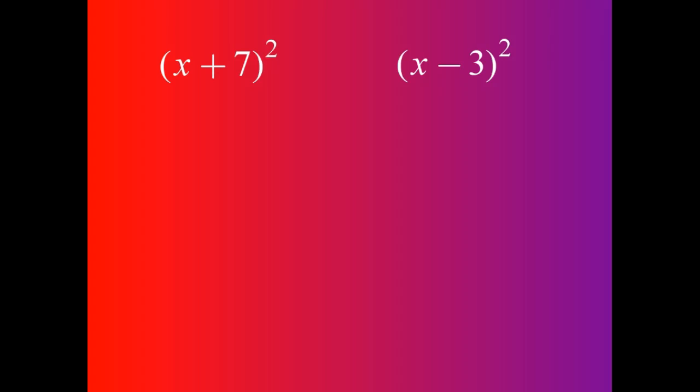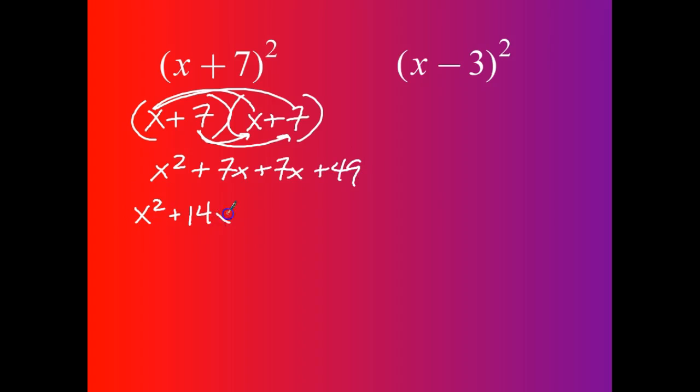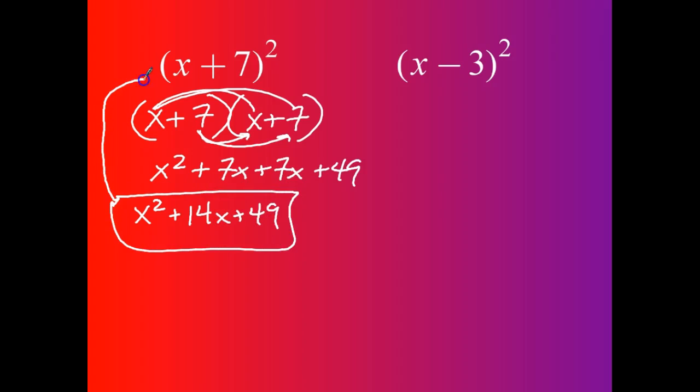Let's walk through real quick. The first one I'm going to actually do by binomial expansion here. I'll actually rewrite it. The second one I'm just going to use the pattern. Okay, so I've got x times x is x squared. I've got x times 7 is 7x. I've got 7 times x is 7x. And I've got 7 times 7 is 49. When I combine these, I got x squared plus 14x plus 49. Okay? This is the same as that.